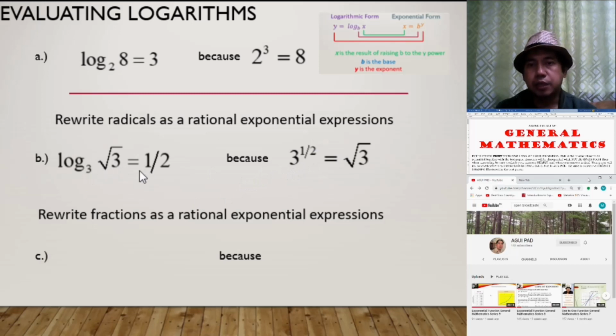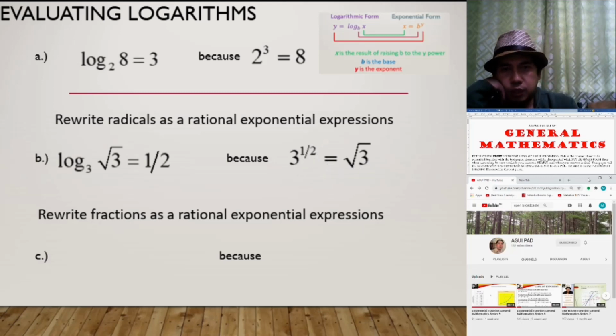My y in the logarithmic form is 1/2. It will always be my exponent. So as you can see, my y in the logarithmic form will always be an exponent. So this is my y, 1/2. It will always be an exponent. Okay? And of course, log of the square root of 3 will always be the result of the exponential function. So meaning to say, 3 raised to 1/2 is the same as the square root of 3. Okay, so that is evaluating the logarithmic form of log of the square root of 3 with a base of 3.